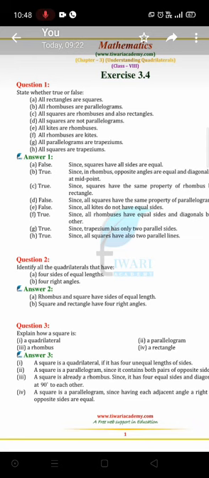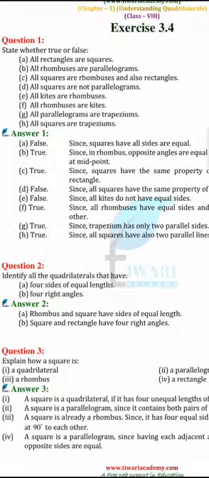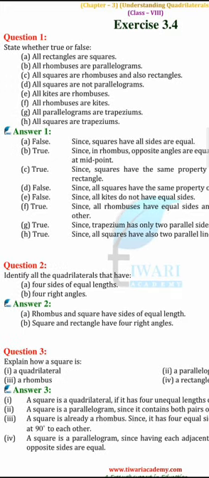B part. All rhombuses are parallelograms. Yes, definitely. I told you square, rectangle and rhombus are parallelograms. All squares are rhombuses and also rectangles. Yes, definitely. A square can be a rhombus, a square can be a rectangle, because a square satisfies all the properties of a rhombus and a rectangle.